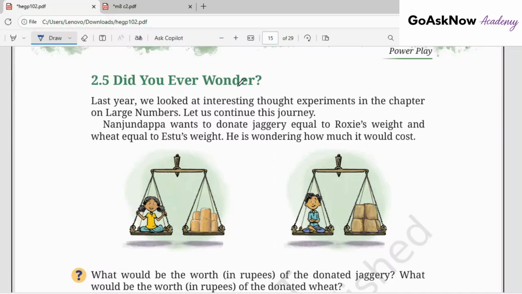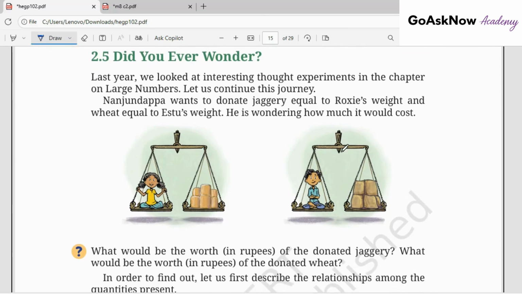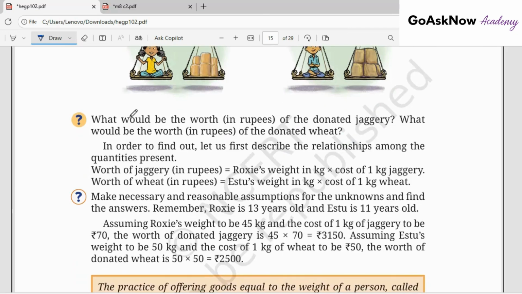Did you ever wonder? Last year we looked at an interesting thought experiment in the chapter on large numbers. Let us continue this journey. Nanjunda Appa wants to donate jaggery equal to Roni's weight and wheat equal to Ishu's weight. Here we are wondering how much it would cost. What would be the worth in rupees of the donated jaggery? What would be the worth in rupees of the donated wheat?